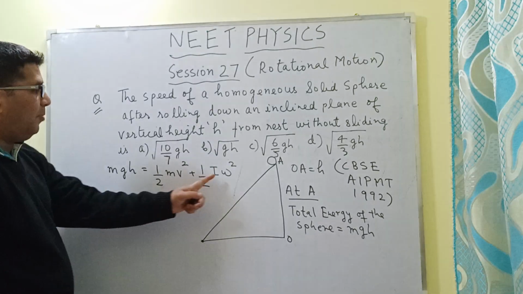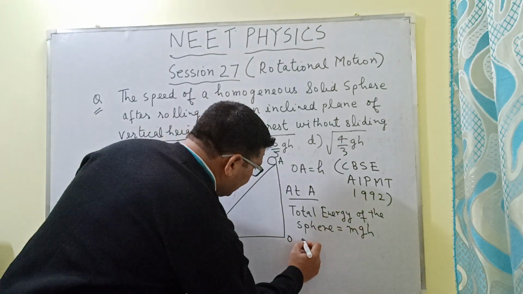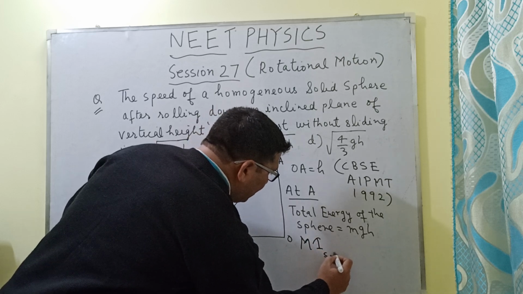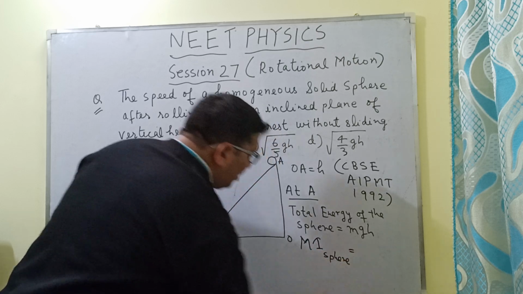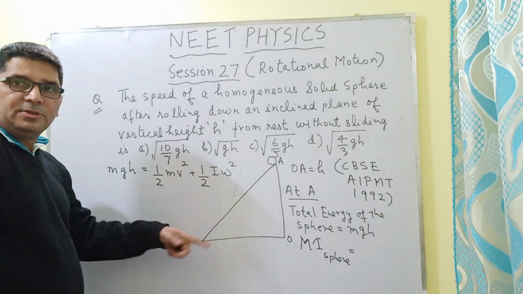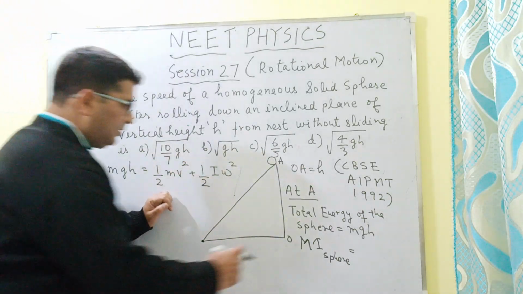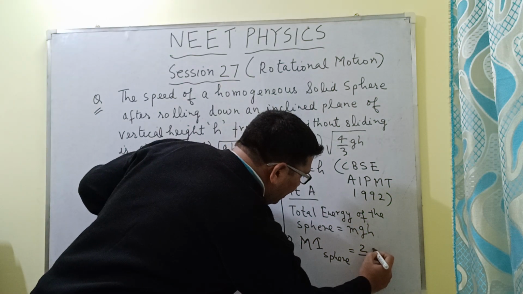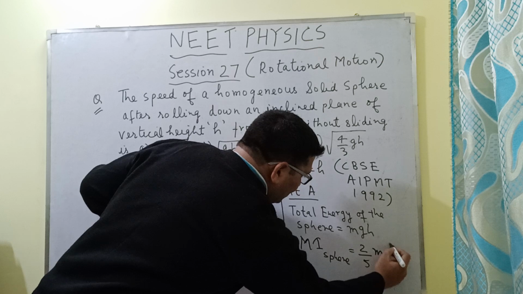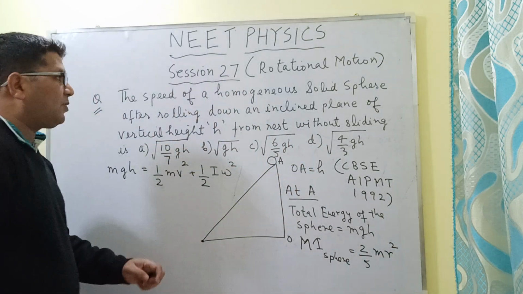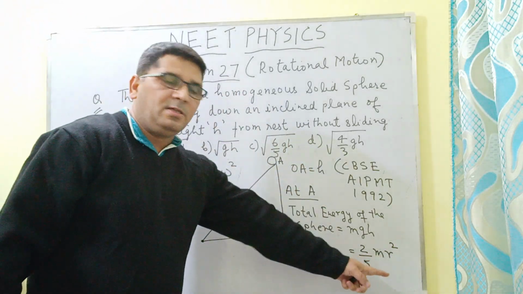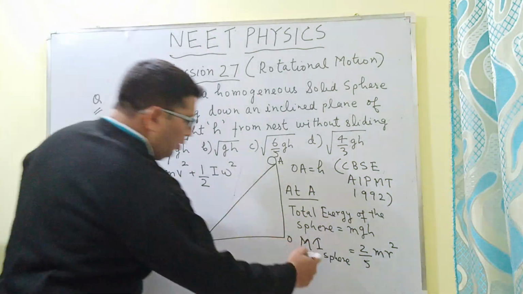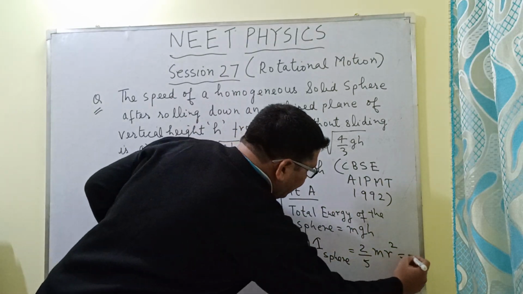Now the moment of inertia of a solid sphere about the diameter will be equal to 2 by 5 m r square, where m is the mass of that solid sphere and r is the radius. So I will be substituting this moment of inertia, and this is equal to I.